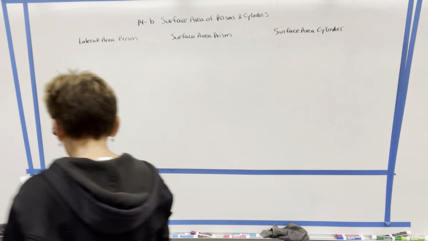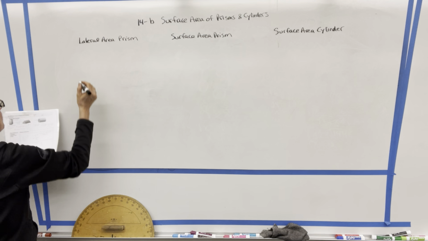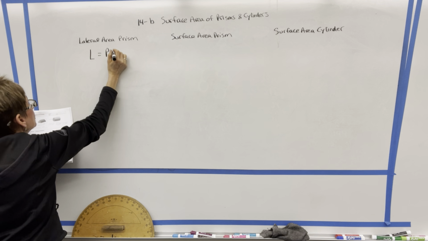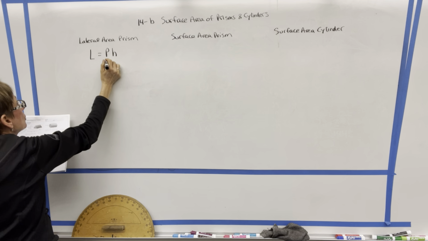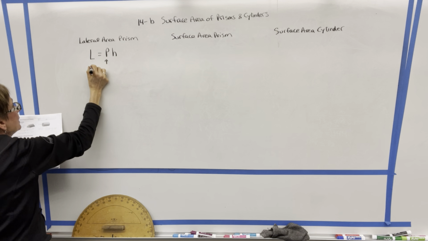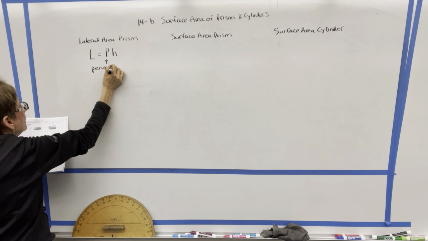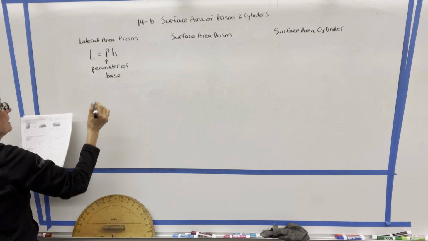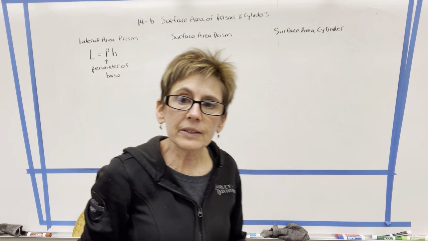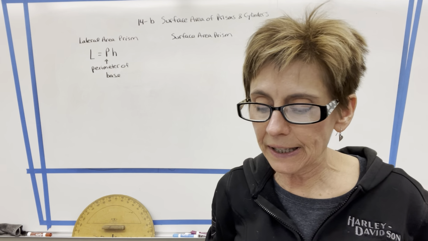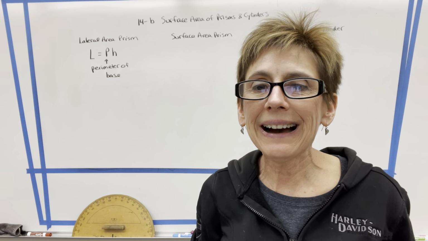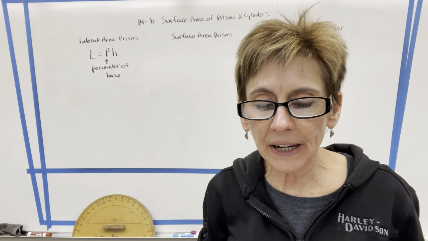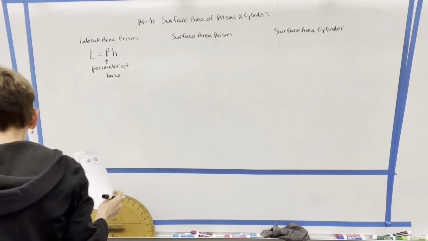So let's go ahead and write down the formula for the lateral area of a prism. We're going to use a capital L, and we're going to say that that is equal to capital P times H. Now, capital P stands for perimeter of the base, and H stands for the height of the prism. Something that's really important to know when you're talking about a prism is what we mean by height is the distance between the 2 bases. The bases are whatever you have 2 of that are parallel to each other.